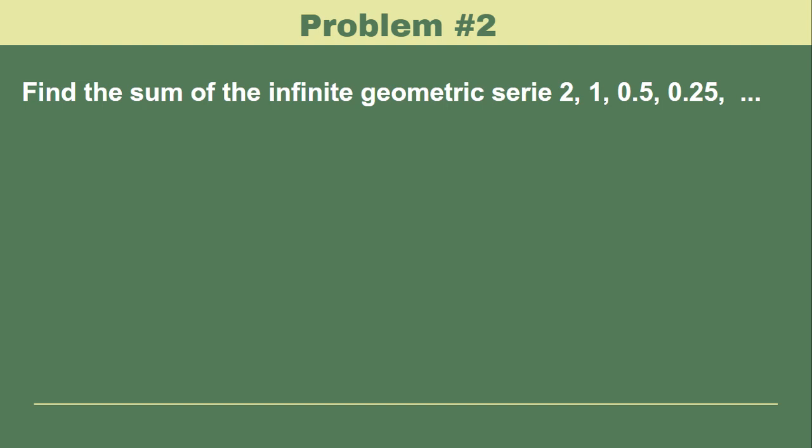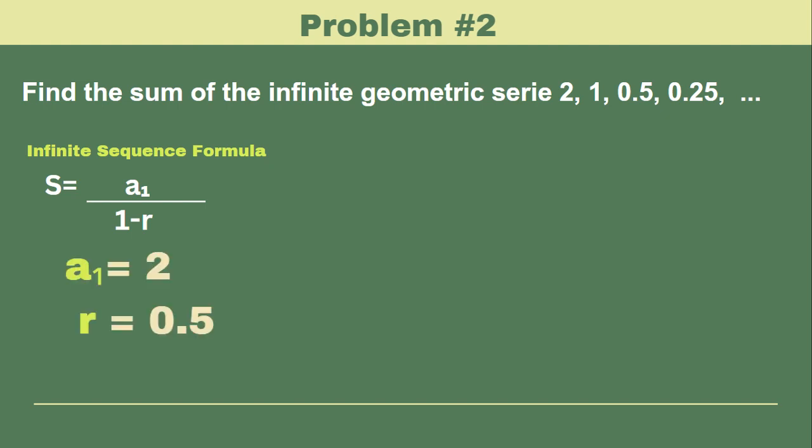So now, let's go on to our last problem. We have problem number 2. Find the sum of the infinite geometric series 2, 1, 0.5, 0.25. Okay, so what do you think the formula we're going to use? We will use the formula of infinite sequence since n is undefined.